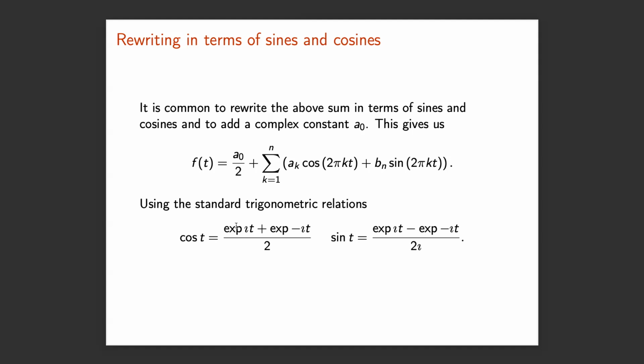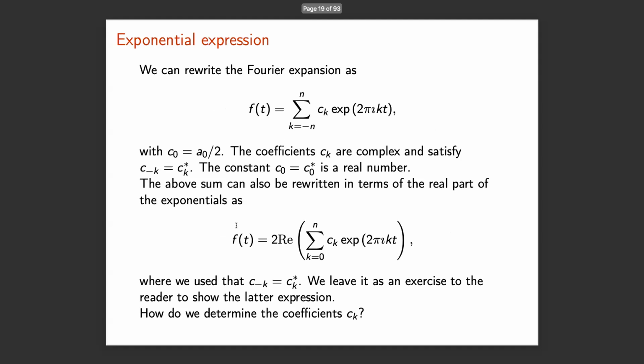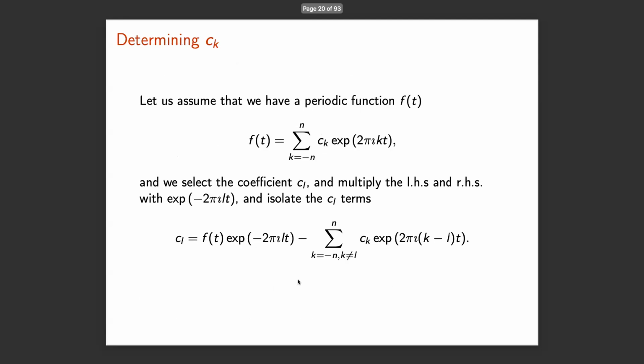Then, using the standard trigonometric relations, you can rewrite this in terms of a new series where you sum from minus infinity to plus infinity. And these coefficients are in general complex ones. Sometimes you will also see it rewritten in terms of the real part of the exponentials, where we simply use the properties of these coefficients. I leave that as an exercise to show that. That's just a manipulation with sine and cosine functions.